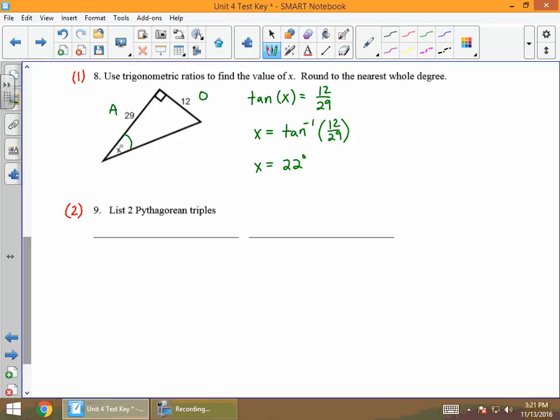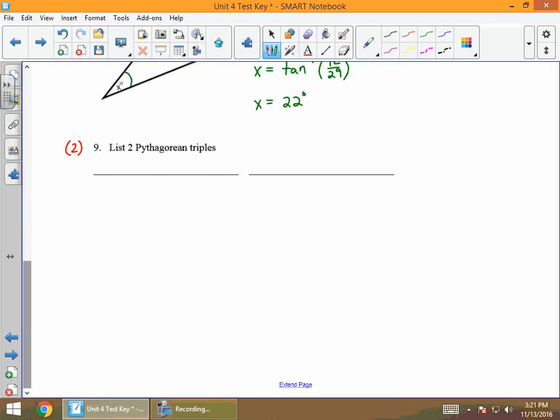And then number 9 says list 2 Pythagorean triples, and there are a bunch of them. There are too many of them to list them all. I'm just going to give you the 2 that come to mind for me the fastest. What I would have to do is check to make sure that a squared plus b squared does equal c squared. We talked about 3, 4, 5 is maybe one of the most common. 3 squared plus 4 squared does equal 5 squared. And then another one, 5, 12, 13. Also 7, 24, 25. There are a whole bunch of these that you could have listed from.